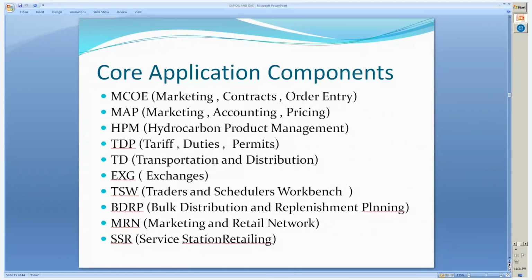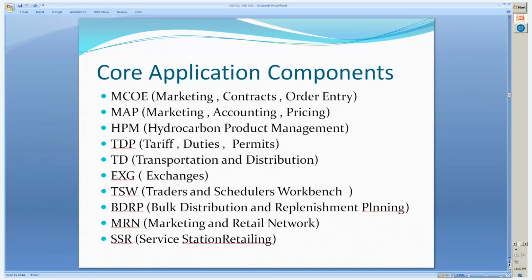Exchange is again an industry-specific requirement where different oil and gas companies will be able to have an exchange process, because sometimes a particular oil and gas company may not have its own outlet in a particular location, but they can get the exchange from other oil and gas companies.